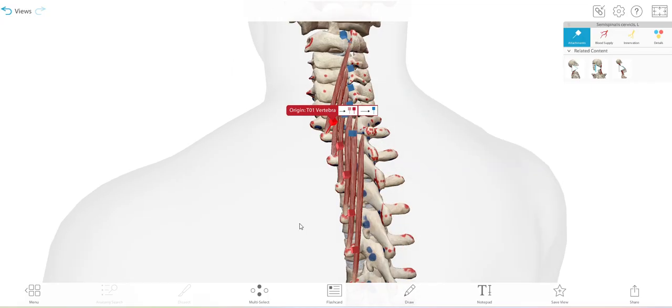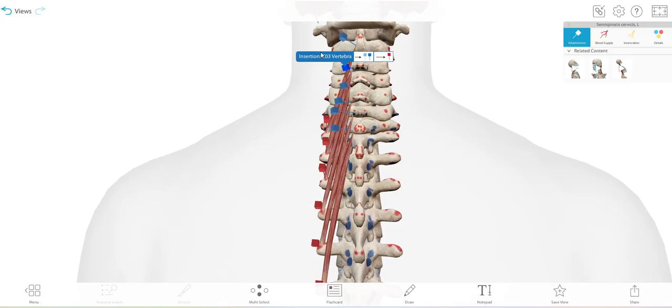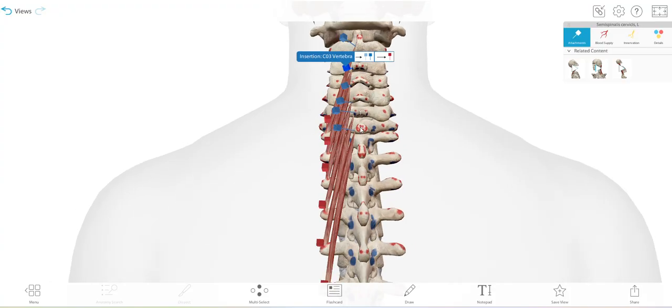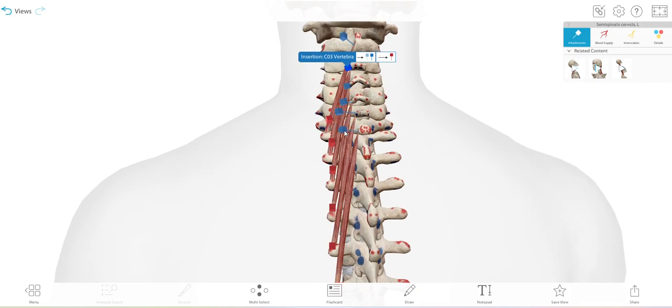And up here, we can see it inserting onto spinous processes of superior vertebrae. And here you can see the origin is on the inferior vertebrae, and it comes up and inserts onto superior, some cervical vertebrae.